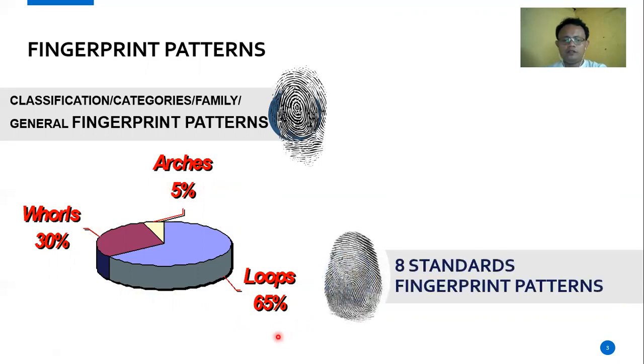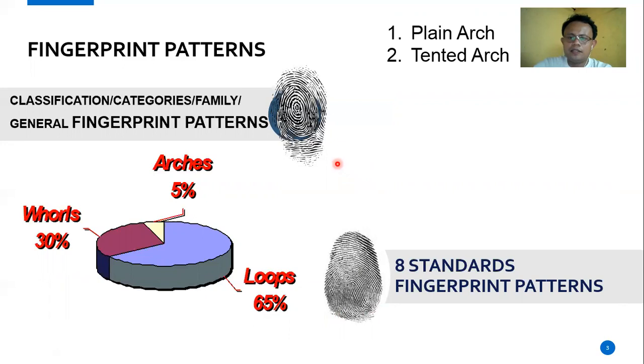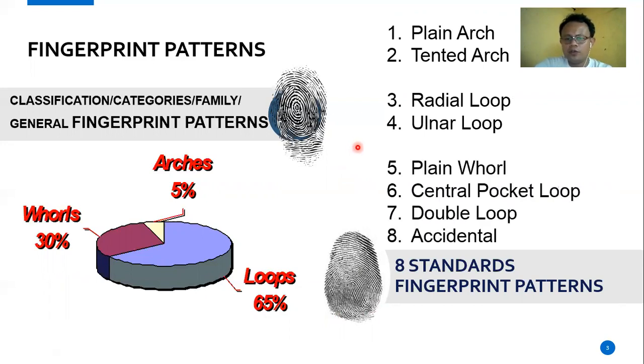If we're going to name all of them, we have 8 standard fingerprint patterns. Correction, 8 standard. According to Johannes Evangelista Purkinje, he identified during his research that there are 9 fingerprint standards. As of now, the International Association for Identification established that there are only 8 standard fingerprint patterns. These are the plain arch and the tented arch for the arches family, the radial loop and the ulnar loop, and for the whirl, of course, the four: the plain whirl, central pocket loop, double loop, and accidental.